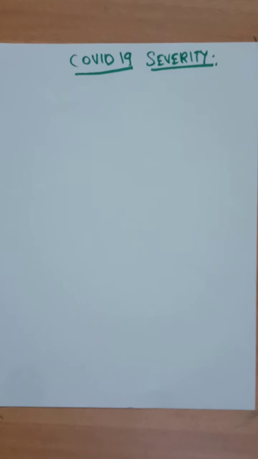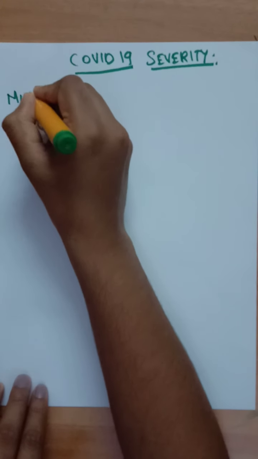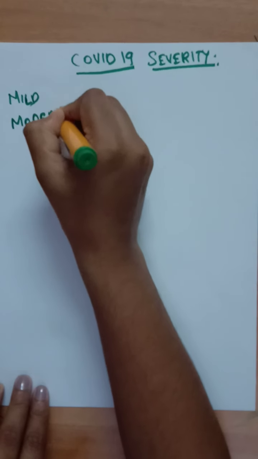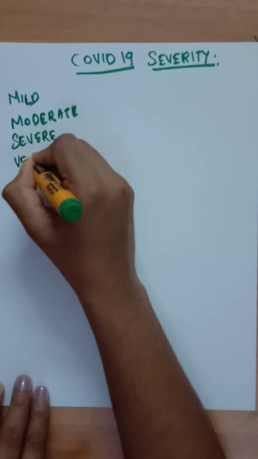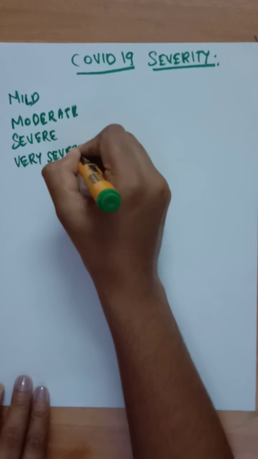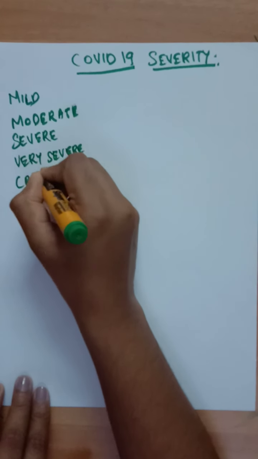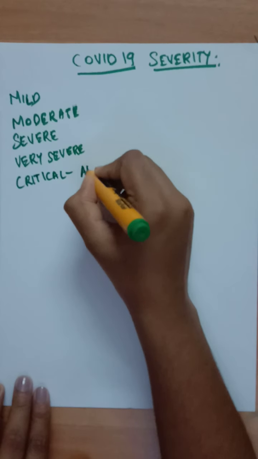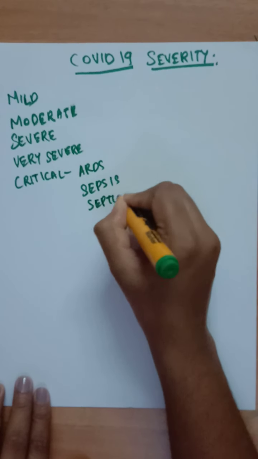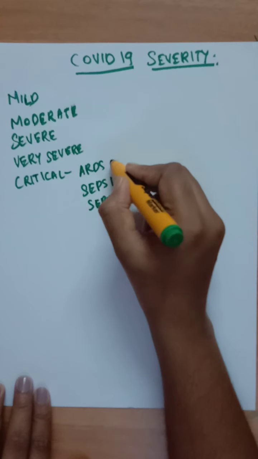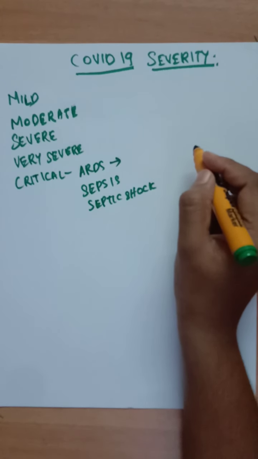Today we will continue with the discussion on the severity of COVID-19. In the last video we discussed the severity classifications: mild, moderate, severe, very severe, and critical. In critical, the subtypes are ARDS, sepsis, and septic shock. We discussed up to ARDS. Next, the remaining one, sepsis.